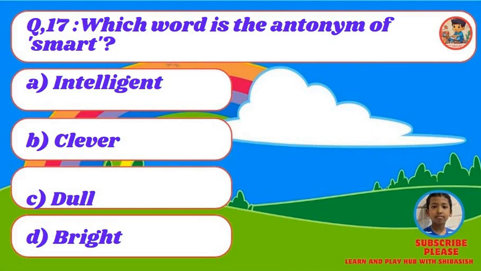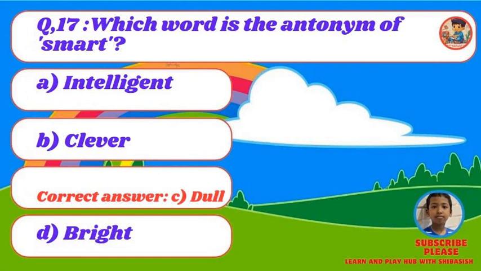Question 17. Which word is the antonym of smart? Option A, intelligent. Option B, clever. Option C, dull. Option D, bright. The correct answer is option C, dull.